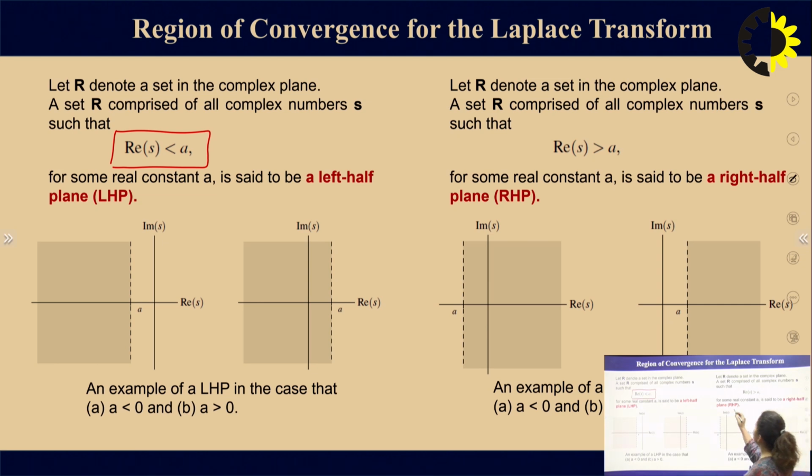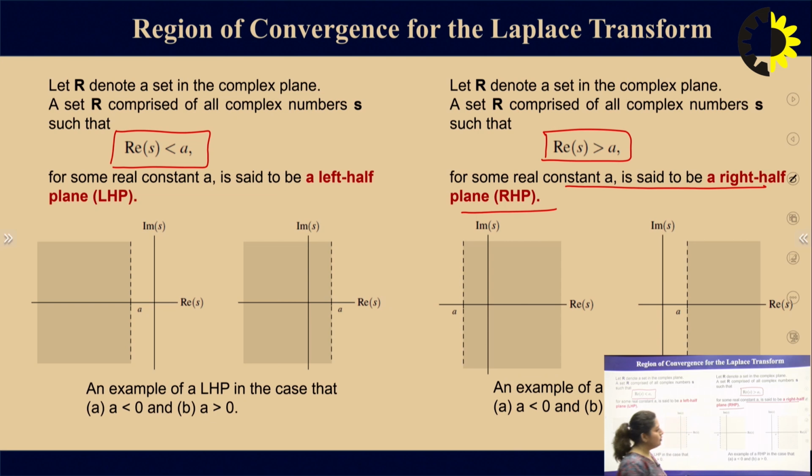Similarly, for some real constant a, it is said to be the right half plane if real of s is greater than a. In this case also, the first case is for a less than 0 and the second case is for a greater than 0. So if the signal is a right handed signal, then we have this kind of equation for the region of convergence, that is real of s greater than a.